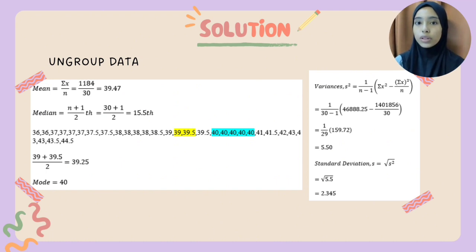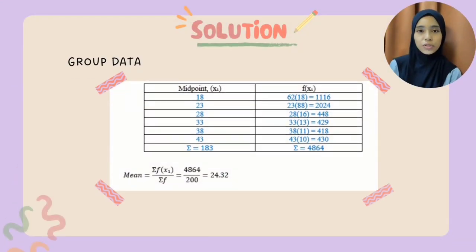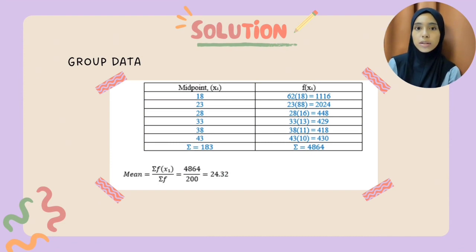And for the mode, we take the data that occurs the most. From the list, we can see that 40 occurs 5 times, so the mode is 40. After that, we proceed to search for the variance. For the variance, we use the formula 1 over n minus 1 multiplied by sum of x squared minus sum of x all squared over n. From that, we got the variance to be 5.50. From the variance, we can find the standard deviation by taking the square root of the variance, and from that we got 2.345.